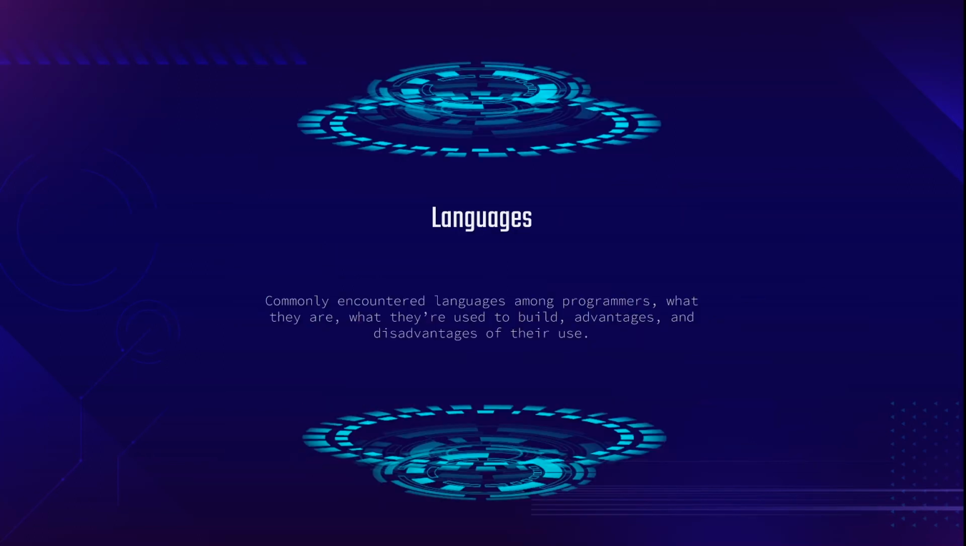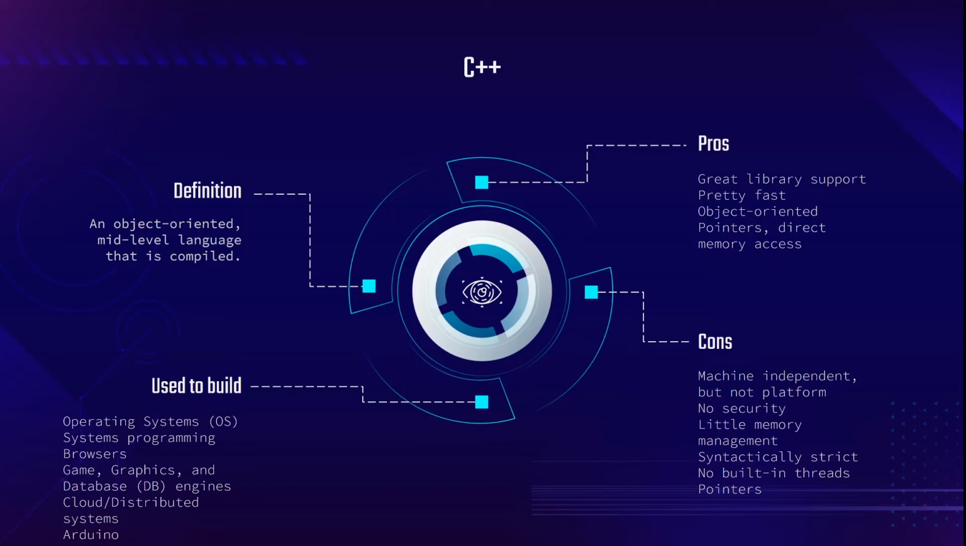So, in terms of languages themselves, we're just going to go over some really commonly seen ones, and what they are, what they're used to build, and some of the advantages and disadvantages. So, let's start with the one that we're actually going to be dealing with in this course. C++ is an object-oriented mid-level language that is strictly compiled.